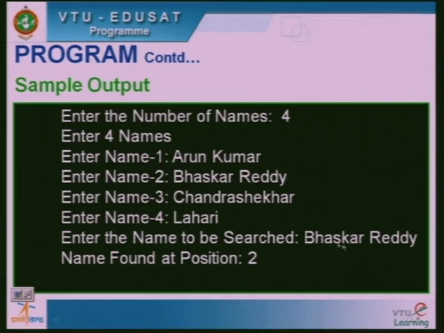If I give the string as Bhaskar Reddy to be searched here, then after a successful search, I get "name found at position 2". So, at the second position we have this particular name, Bhaskar Reddy. Here we have to see that the names should be given in alphabetical order only. If it is not in alphabetical order, then binary search will not perform in the right manner. Binary search works only on a sorted list of elements. If it is unsorted, then the only option is to go with linear search.